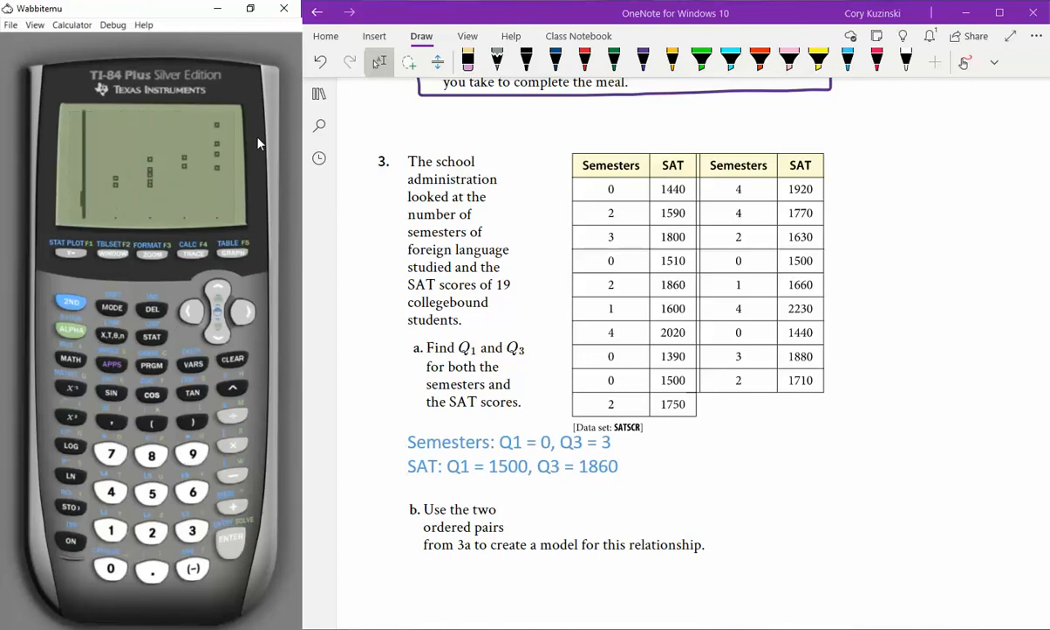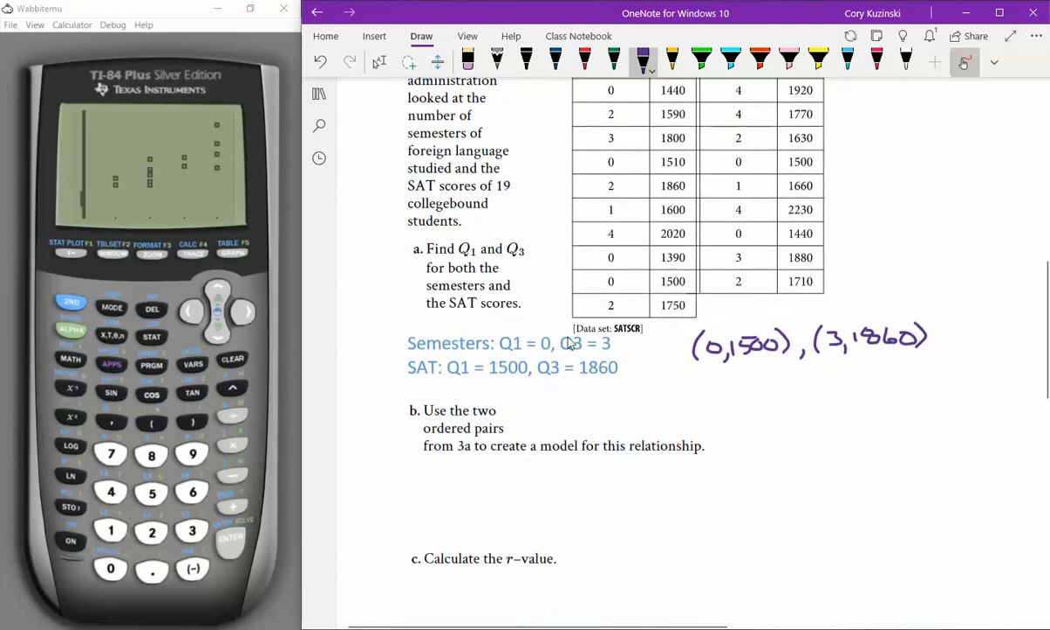So there's an upward relationship there. I think I am going to use these two points here. I'm going to use 0 and 1500 as my first point, and 3 and 1860 as my second point. To model the relationship, we're going to find our slope first.